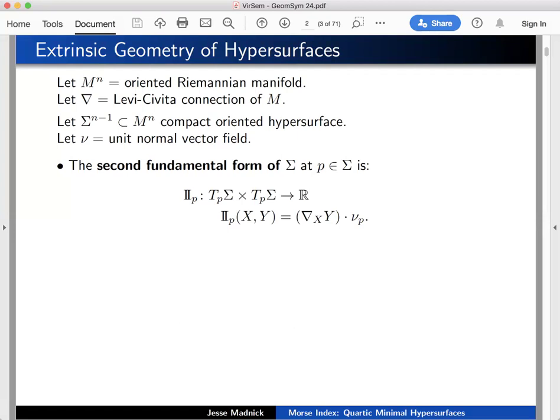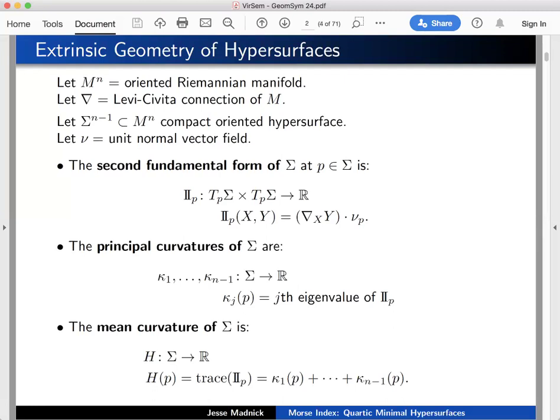And when you have a symmetric bilinear form, you can study it by looking at its eigenvalues. The spectral theorem tells you that you have real eigenvalues. Those carry a lot of geometric information. We'll call those the principal curvatures, kappa 1 through kappa n minus 1. Those are the eigenvalues of the second fundamental form. Notice that the principal curvatures need not be distinct. The eigenvalues don't have to be distinct, and we'll come back to this point later.